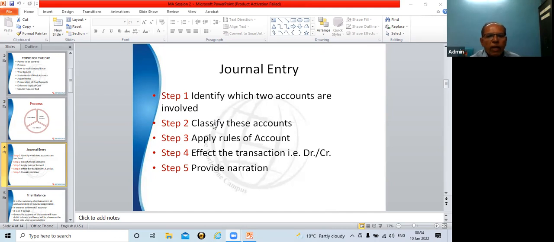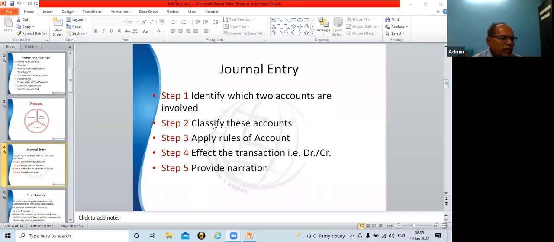Now, we will have a few transactions and see how journal entries are to be made. We will have that practice. Suppose there is a transaction that Mr. Amit commenced business with cash rupees 10,000, machinery rupees 10,000, building rupees 30,000, and furniture 15,000. So these are the things given to you. Now, how are journal entries to be made?